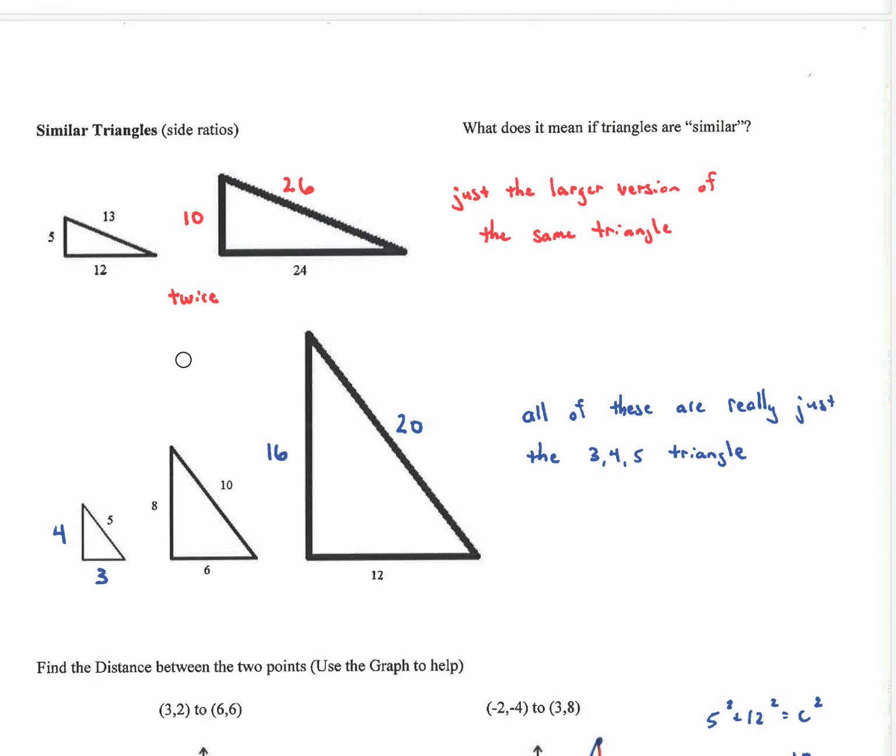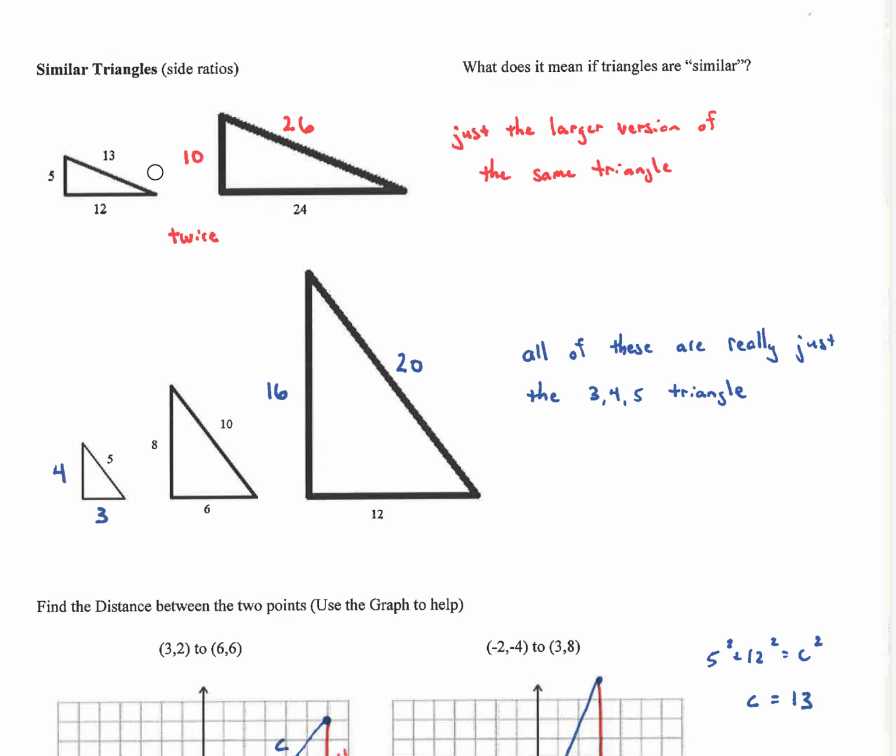All right, now we just took a brief moment to look at similar triangles. And so if I tell you these triangles are similar, it just means that this is some scale factor bigger. Okay, and in this case, this is just twice as big. We looked at 12 compared to 24. Well, if that side's twice as big, then everything is twice as big. Okay, 5 goes to 10, 13 goes to 26. These are the same triangle. This is just twice as big.